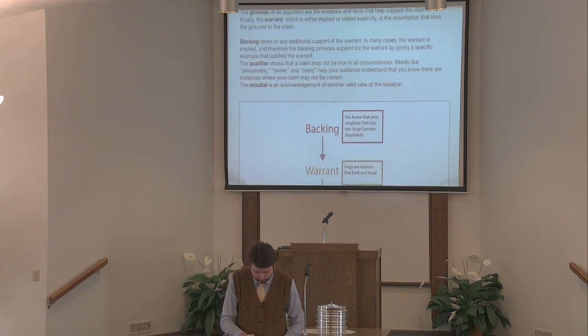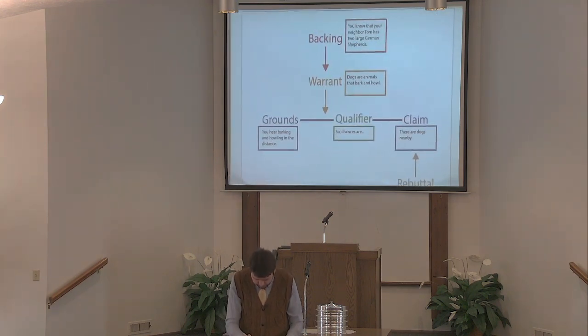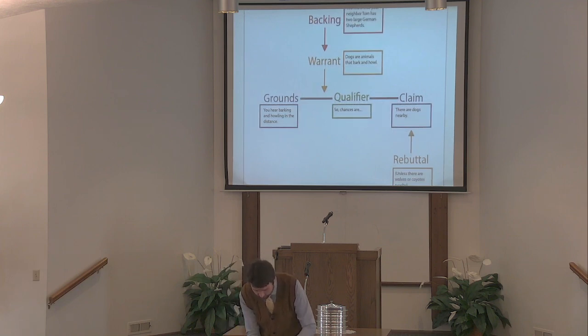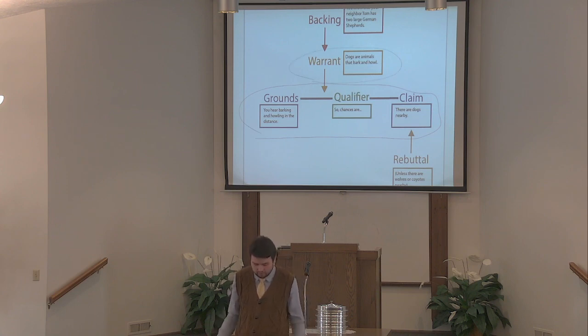So we'll look at an example of this here. Ignore the other categories for a second. Just look at these three. I've got a diagram here showing grounds, claim, and warrant. Okay? So we're trying to claim there are dogs nearby. And how we do that is, well, our grounds, our evidence, is you hear a barking and a howling sound in the distance. And the warrant says dogs are animals that bark and howl. Okay, so we think about this. We've got some evidence: I've observed barking and howling. I know that logically dogs are animals that bark and howl, so my claim is that there must be dogs nearby. That is, in its simplest form, a structure of grounds, a warrant, and a claim.